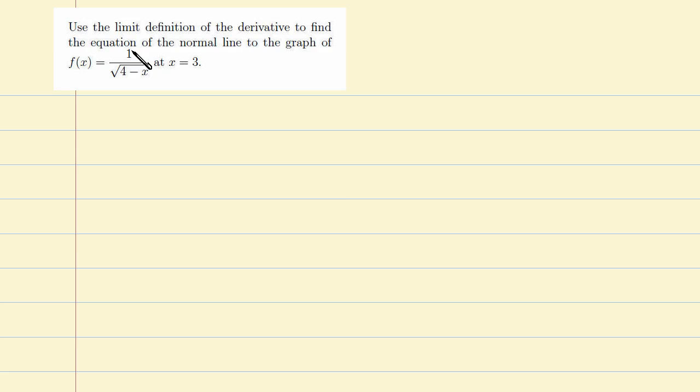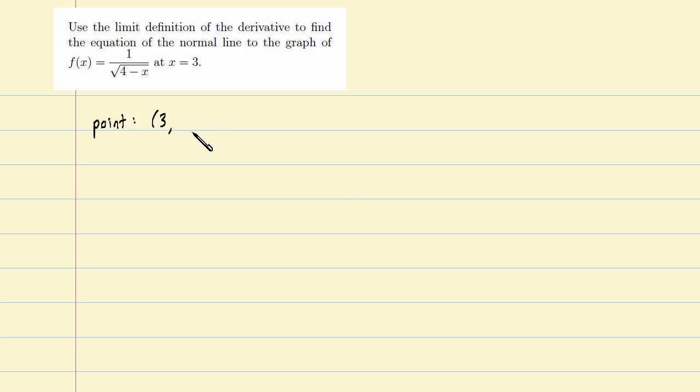If you're after the equation of any line, you need two pieces of information. You need a slope of that line, and you need a point that it passes through. Now, last time we were given the point explicitly. What about this time? All we're told is x is 3. So I suppose we have the x-coordinate of the point in question. But how do we find the y?